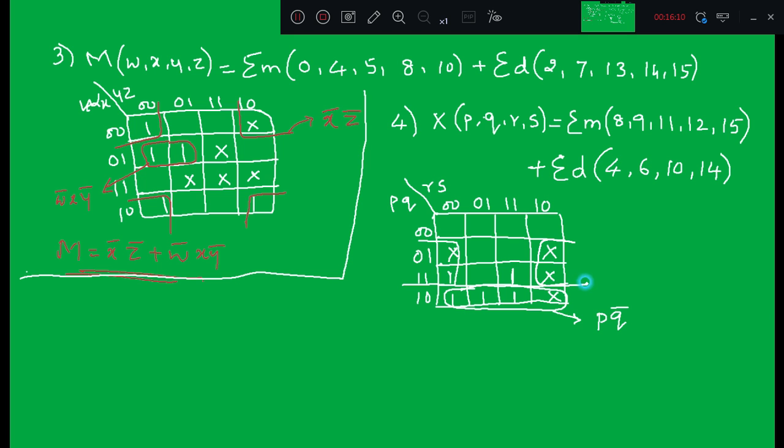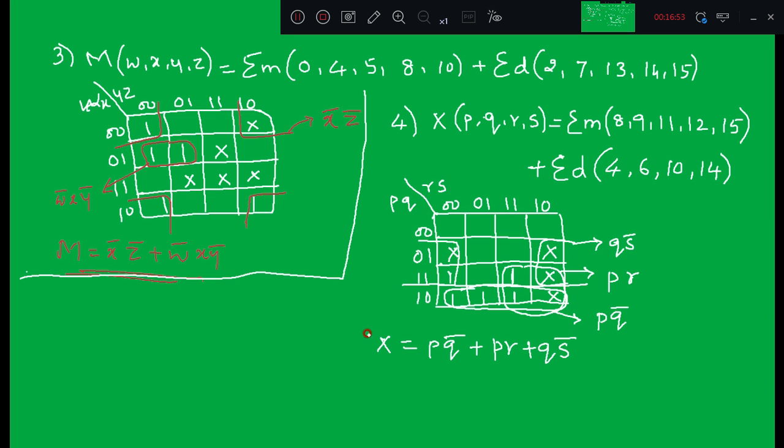This grouping is also possible, right? So this is one type of grouping. What is the expression here? It is Q and S bar, right? Let me finish it first, okay? So this is one grouping, and now this one can be grouped with this one and these two don't cares, right? This is the third grouping. The expression for this is P and R. So these are the three terms you can write: X is equal to P Q bar plus PR plus Q S bar, right?